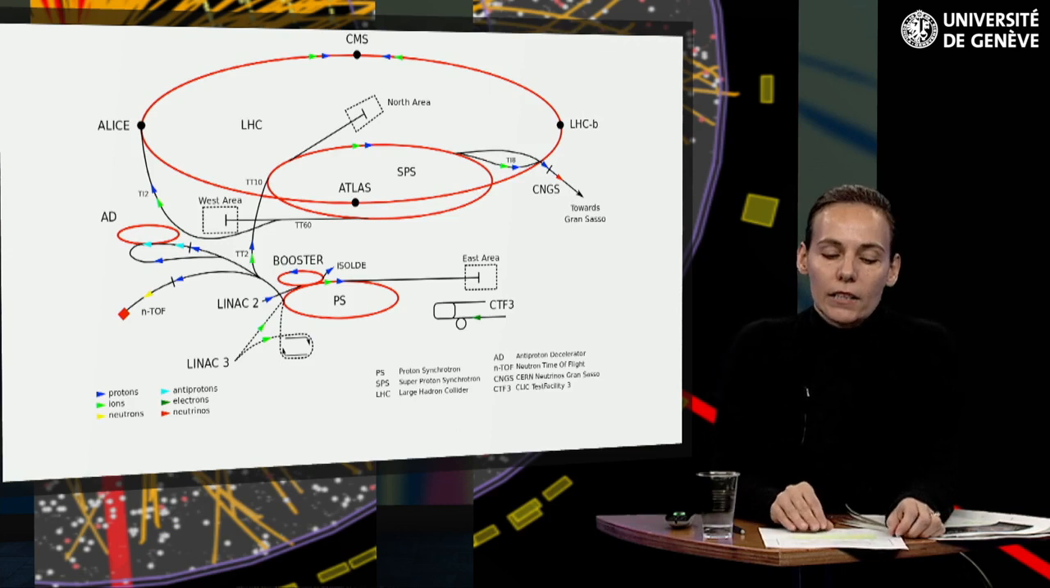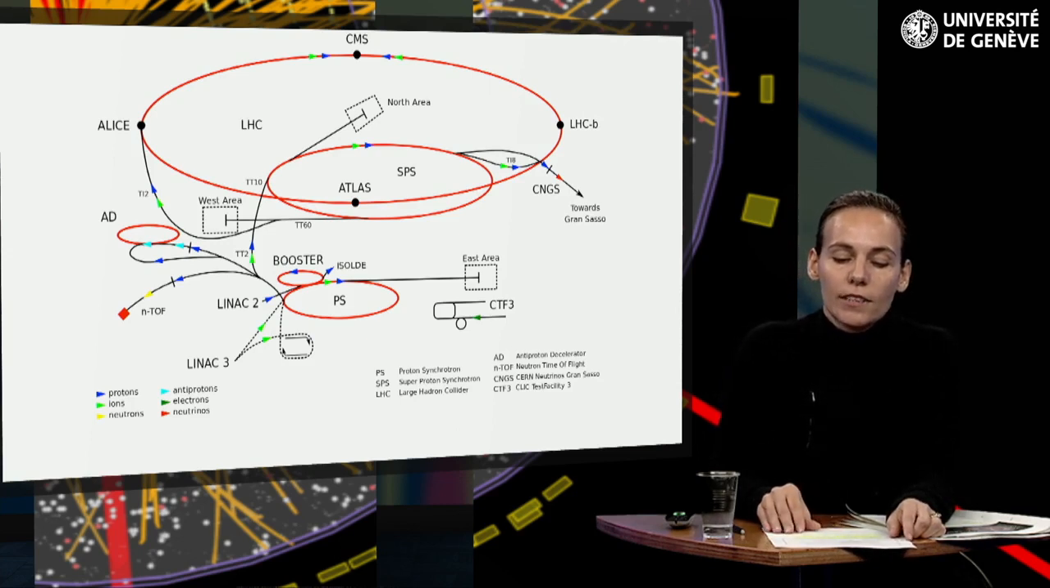The path of particles through the complex is shown in the short CERN video 3.2a. In the next video, we will visit CERN to discuss the key components of the LHC with Professor Tobias Golling of the University of Geneva.